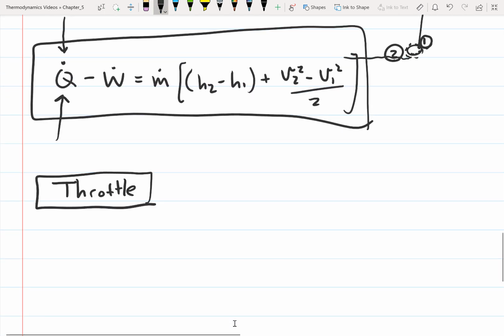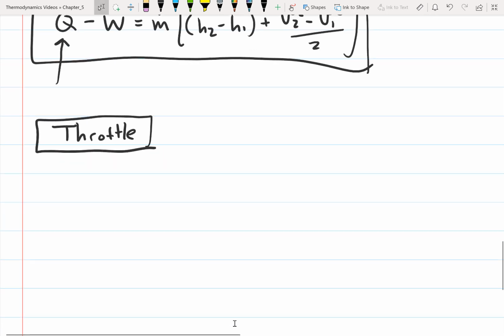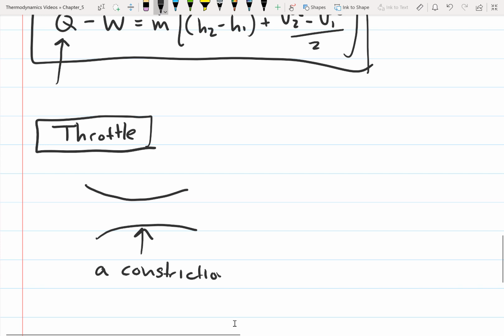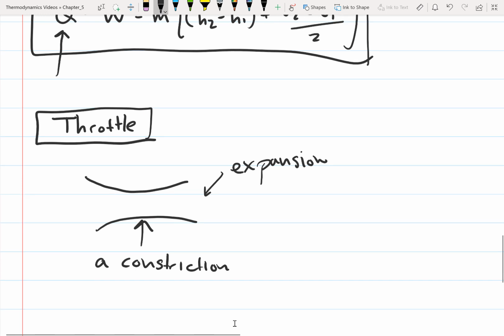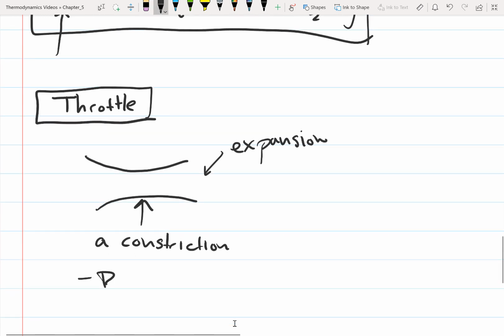All right, now let's look at a throttle. So basically what a throttle is, is a constriction followed by an expansion. So what this is going to do is reduce the pressure of your fluid. So we have a constriction followed by an expansion. And this is going to reduce the pressure of our fluid.